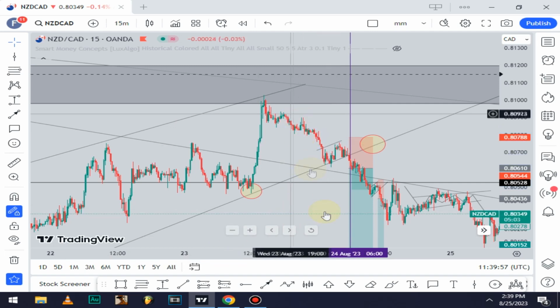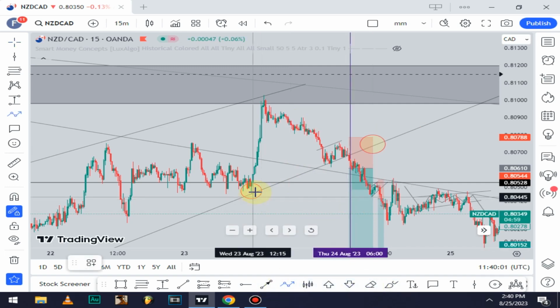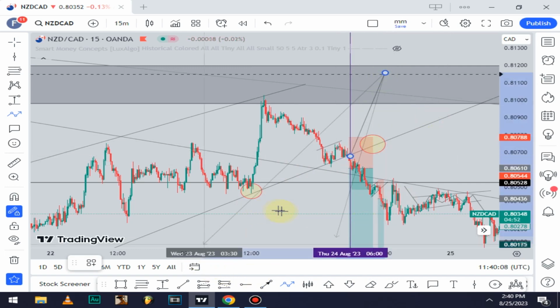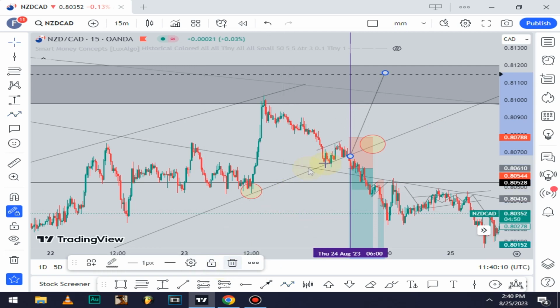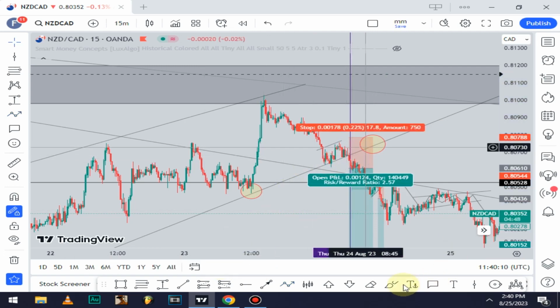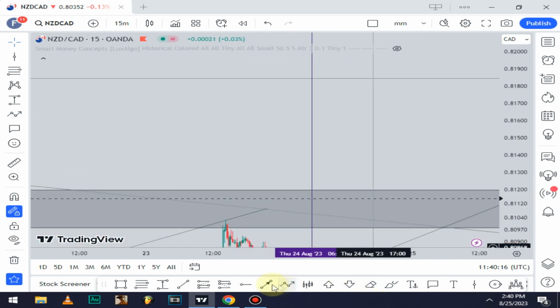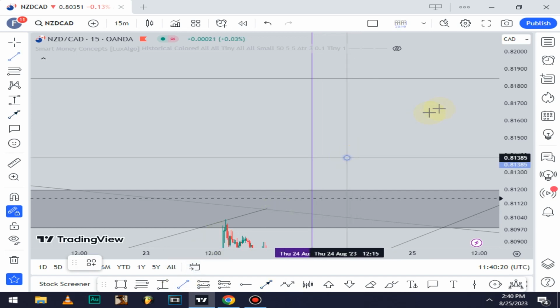Initially I wanted price to do this, as you can see drawn here. I was waiting for my third touch before going up. But now, seeing that price is coming down to that support in a certain manner, let me draw this for you to understand. So we have our trend line like this.